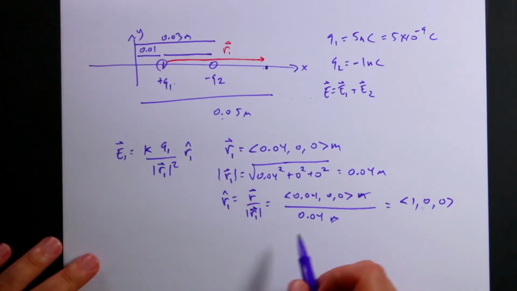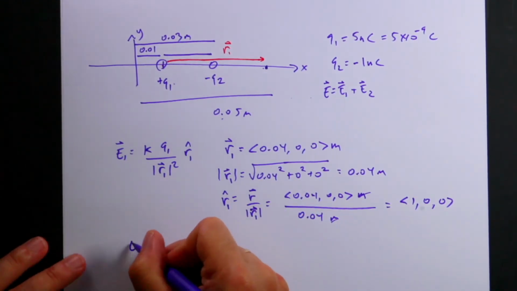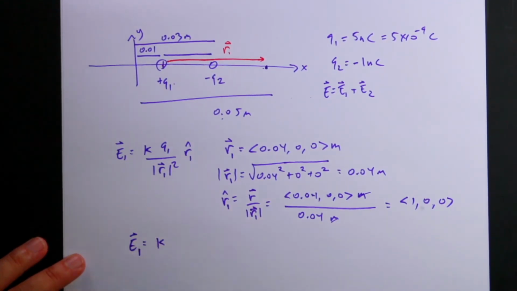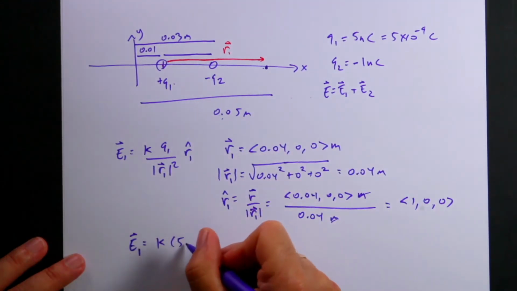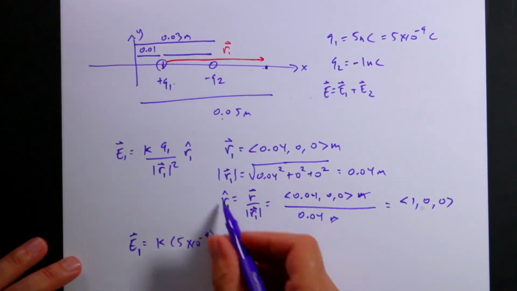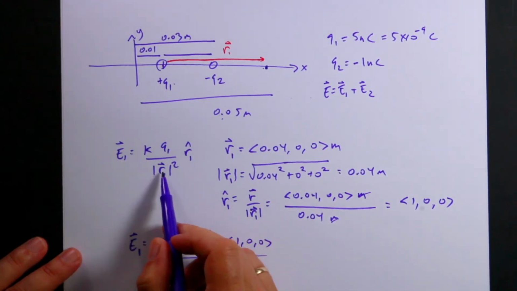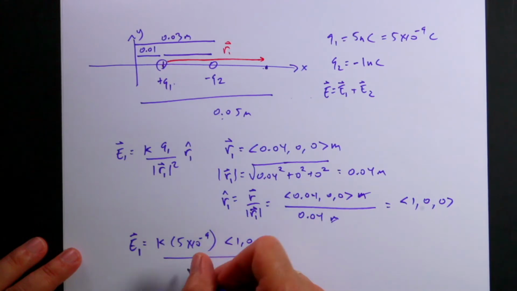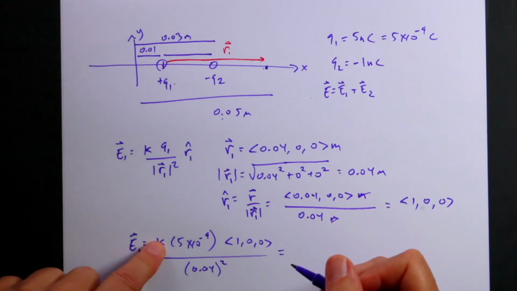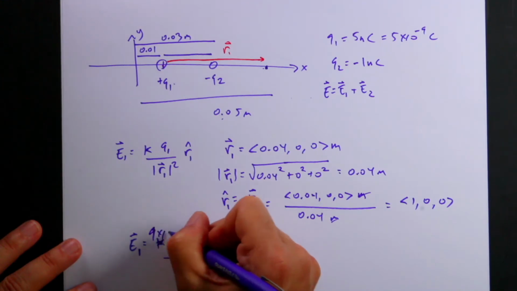It wasn't too difficult. Now we can go ahead and calculate the electric field E1. So E1 is going to be equal to K, I'll leave it as K, and then 5 times 10 to the negative 9th for the charge. I'm going to leave off the units there. Then I'm going to have R hat, which is 1, 0, 0, and I'm going to divide that by the magnitude of R1 squared, which is 0.04 squared. And let's get this in terms of K, so let's put K as 9 times 10 to the 9th.